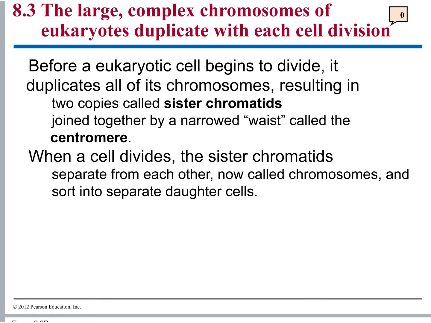These copies we now call sister chromatids. Think of them as identical twin sisters. They're joined together at a structure called the centromere. I'll show you a picture of that in a second. And then when the cell divides, those sister chromatids separate from one another. One chromatid will go to one cell and one chromatid will go to another cell. When they separate, that's when we call them chromosomes.